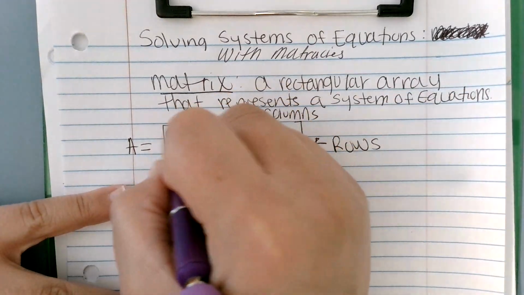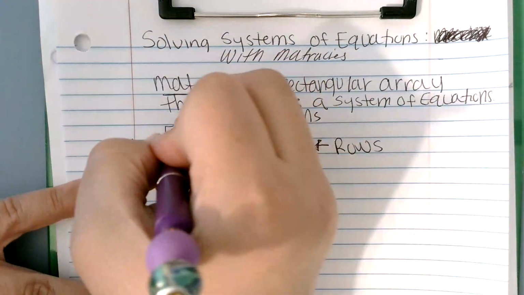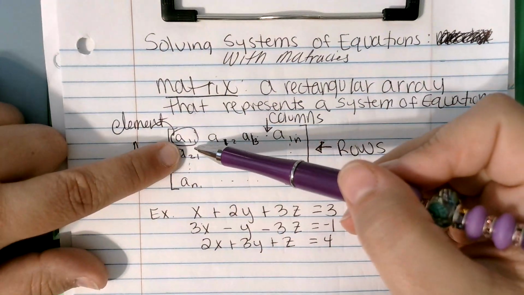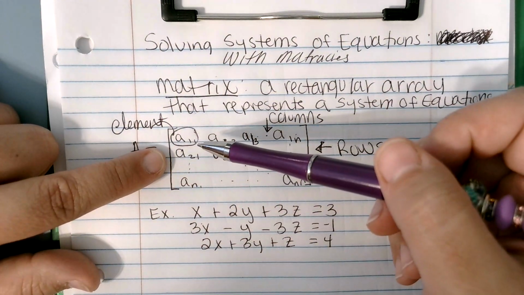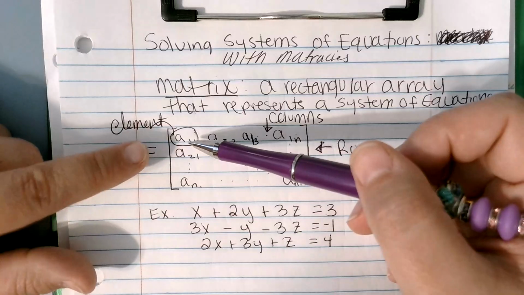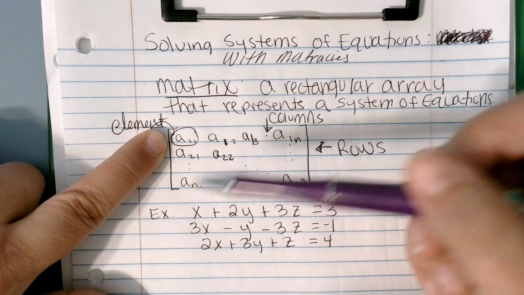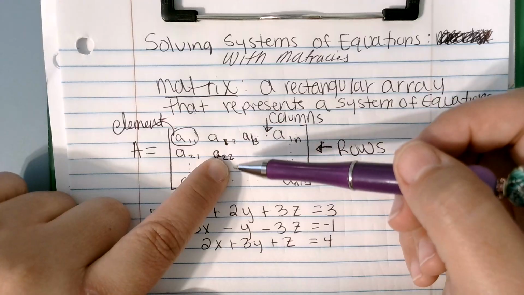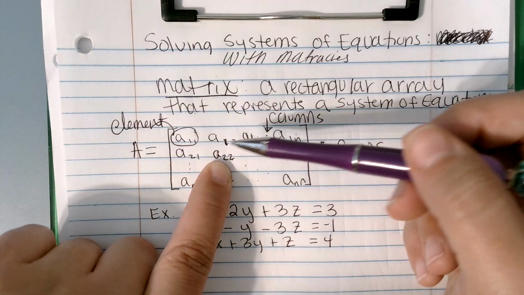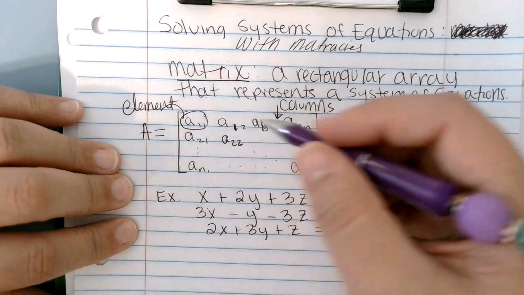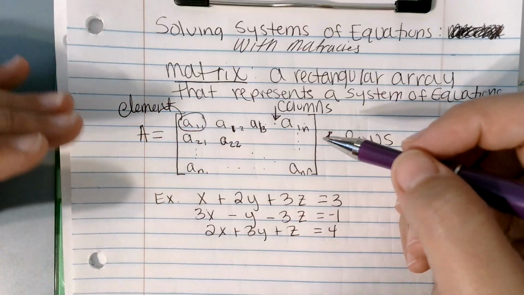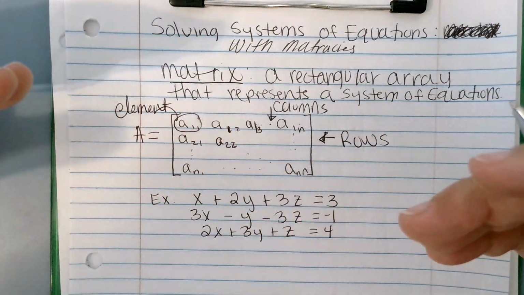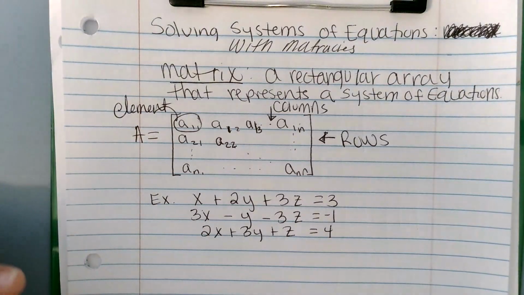Any number that's represented in the array is called an element. And if you notice, these subscripts give location in a matrix. So A11 is the first coefficient in the first row and the first column. A22 is the second coefficient in the second row in the second column. Normally, we'll use this information, the actual definition, to do operations with matrices.